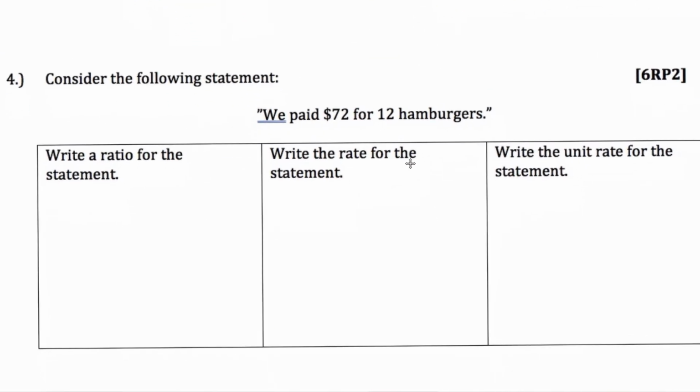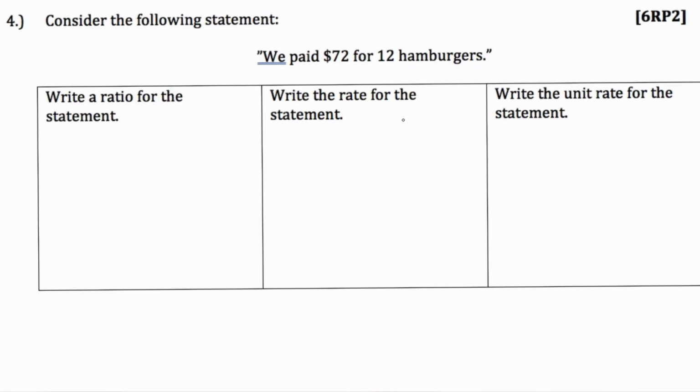All right, let's check out the last one here. This test goes by pretty quick if you know what's up. So it says we paid $72 for 12 hamburgers. Write a ratio to represent that statement. That statement is right here. We paid $72 for 12 hamburgers. So I could write that really simply. I'm going to say $72 is 8 hamburgers. I'm just going to abbreviate that with B for burgers.